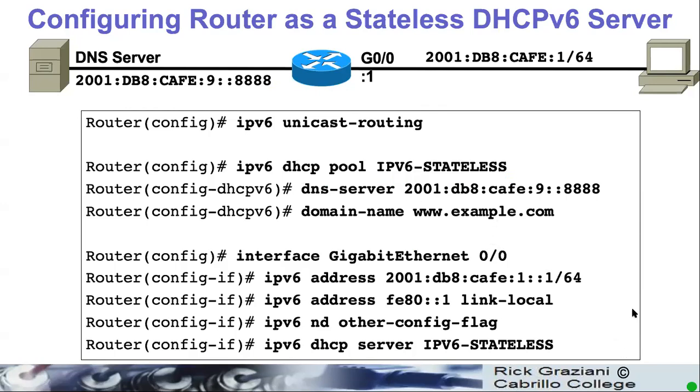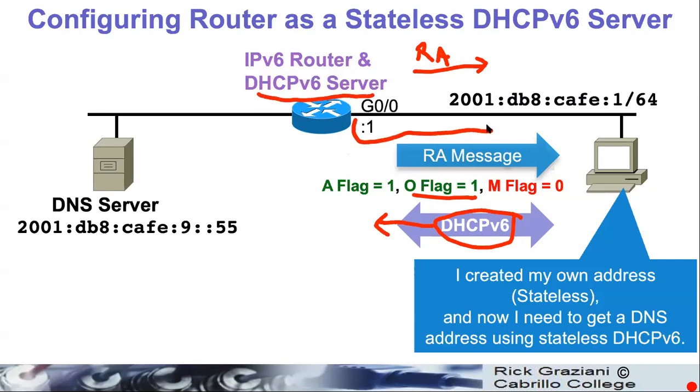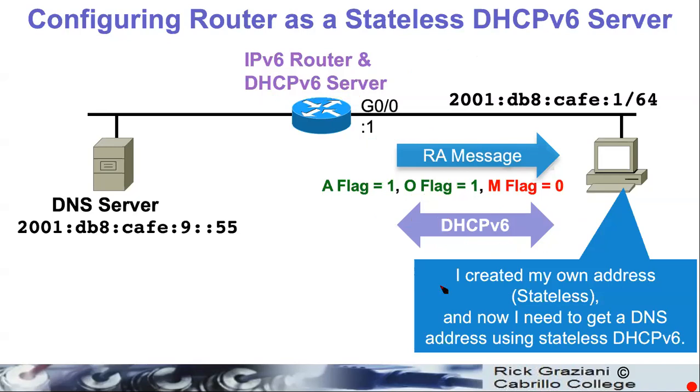And by the way, that's going to be the router doing this, being the stateless DHCPv6 server. So just so you understand this process here, the router is sending out the RA message. The client will see that, sees the O flag set to 1, says, oh, I need to talk to a DHCPv6 server. So the client will look for a DHCPv6 server, and the router will go, hey, I'm also that. So it will actually provide the DHCPv6 information back to the client. Okay, so let's see how to configure this.